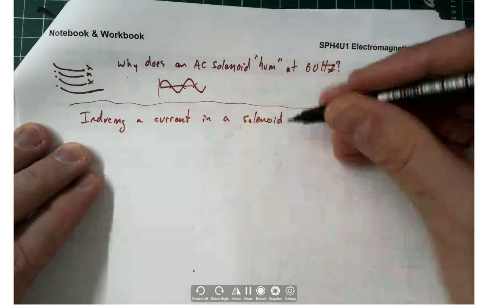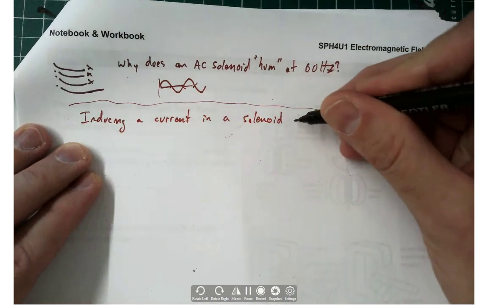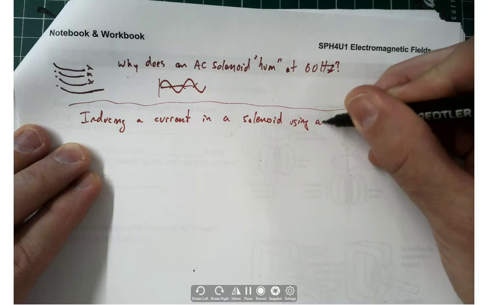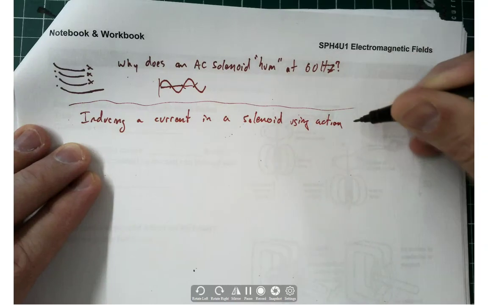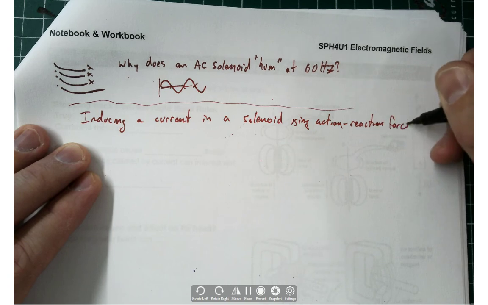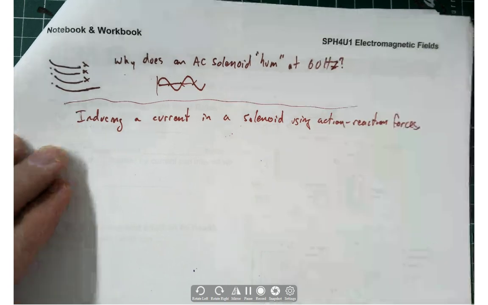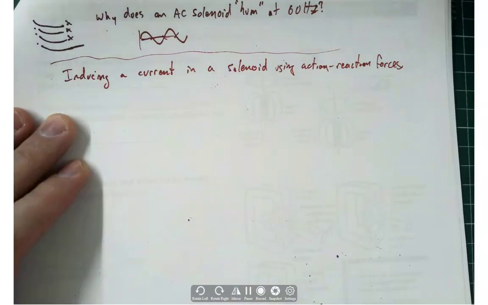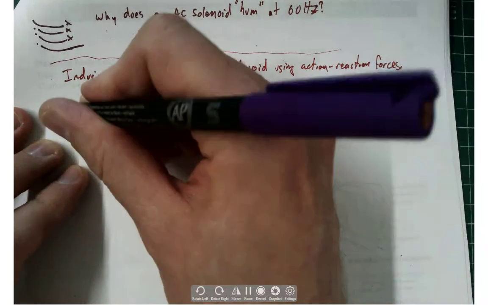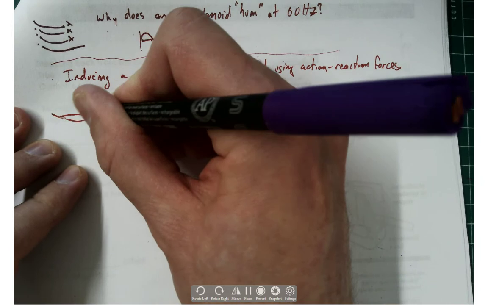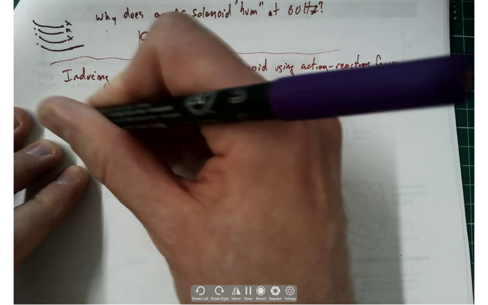So, inducing a current in a solenoid using action-reaction forces. By the way, if I'm inducing a current, that means I don't have to touch the solenoid, but I do have to change something near the solenoid. And so we're talking about here, I'll draw the garden hose model.